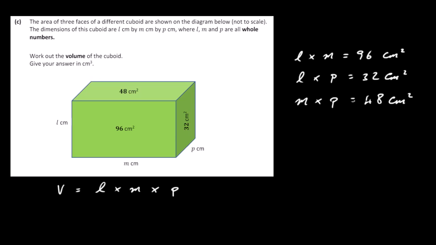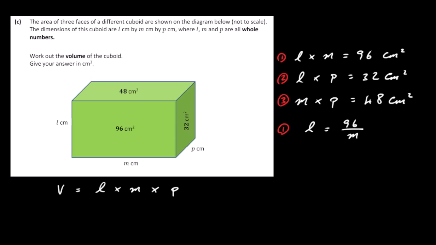So really what we've got to do is look at these three equations to work out what L, M and P are. So the first thing I'm going to do here is mark the three of them. This is equation 1, equation 2 and equation 3. I'm going to take equation 1 and I'm just going to rearrange it. So equation 1 just tells me that L is going to be equal to 96 over M. So all I did was divide this side by M, divide this side by M here. So now I have L is equal to 96 over M.